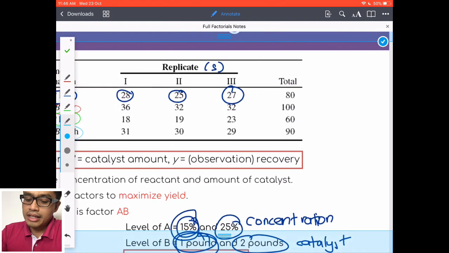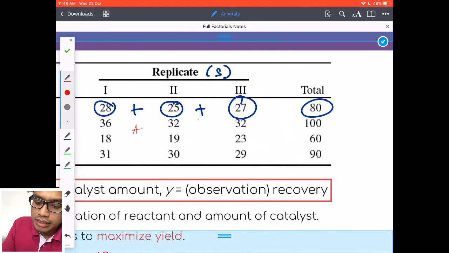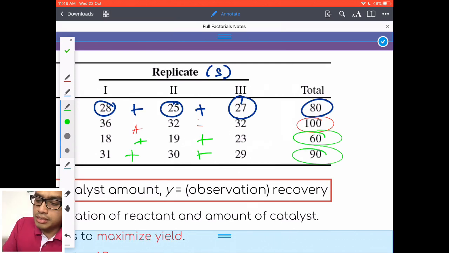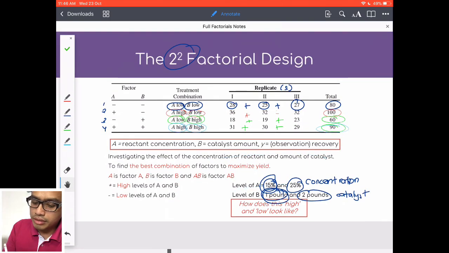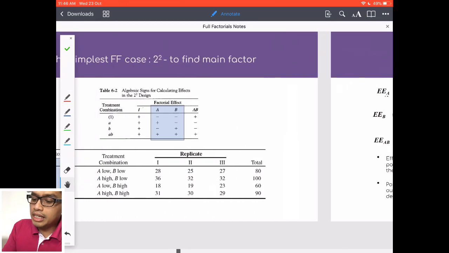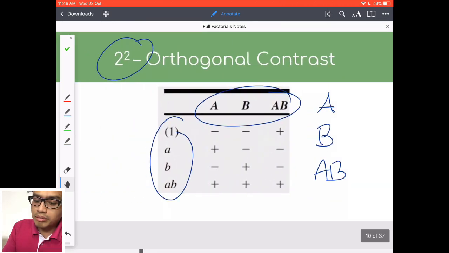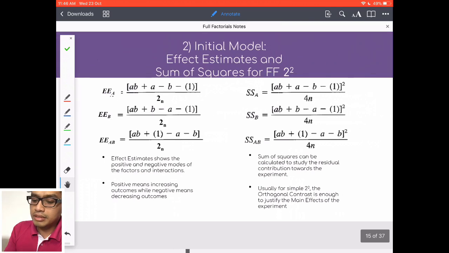Okay? Right. So here is the total. This total comes from the addition of these two numbers. This one plus this one equals this, plus this equals this, yeah? All right. Okay. So this is to find the main factor. To find the main factor, you look at A and B. So technically, you can use this table, right? So A and B. The calculation for A and B is given as such. So let's write this down. Okay.